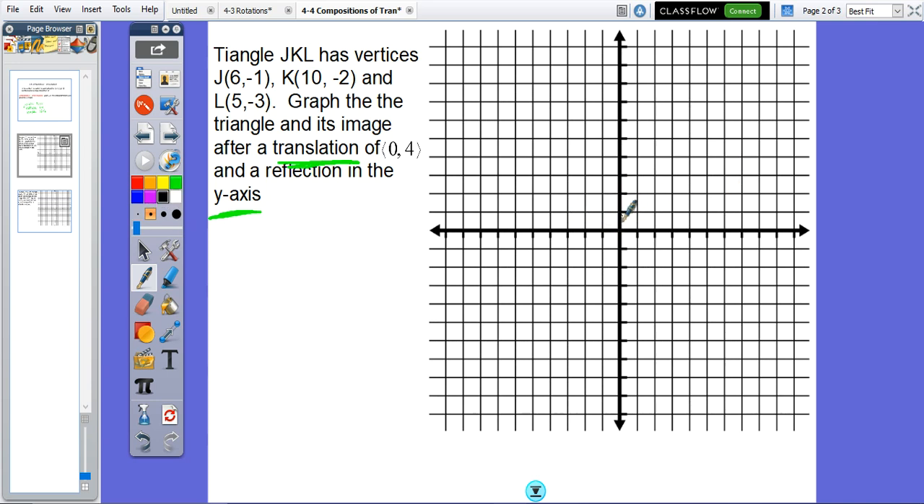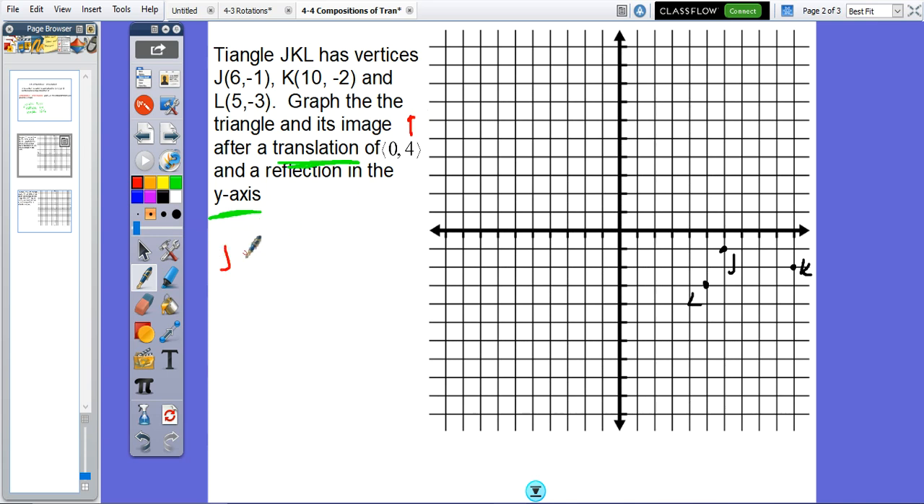All right, so let's look at that. We got a positive 6, 1, 2, 3, 4, 5, 6, and then negative 1. There you go. That's our J. And then we got 10, negative 2. That's our K. And then we got our L at 5, negative 3. So these are three coordinates, a little triangle. And we're going to do a translation. Now remember, translation means to slide. They're going to slide, in this case, 0 side to side and up 4.